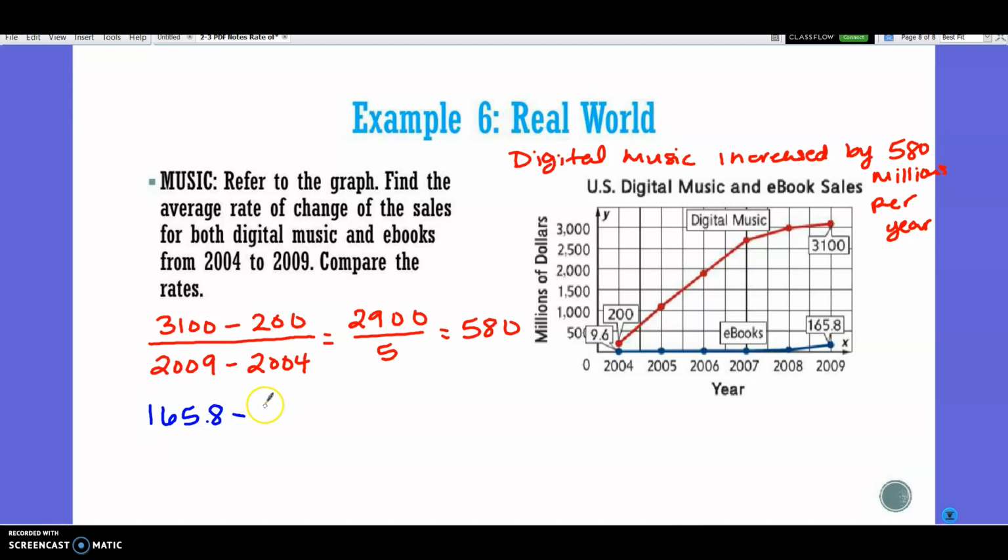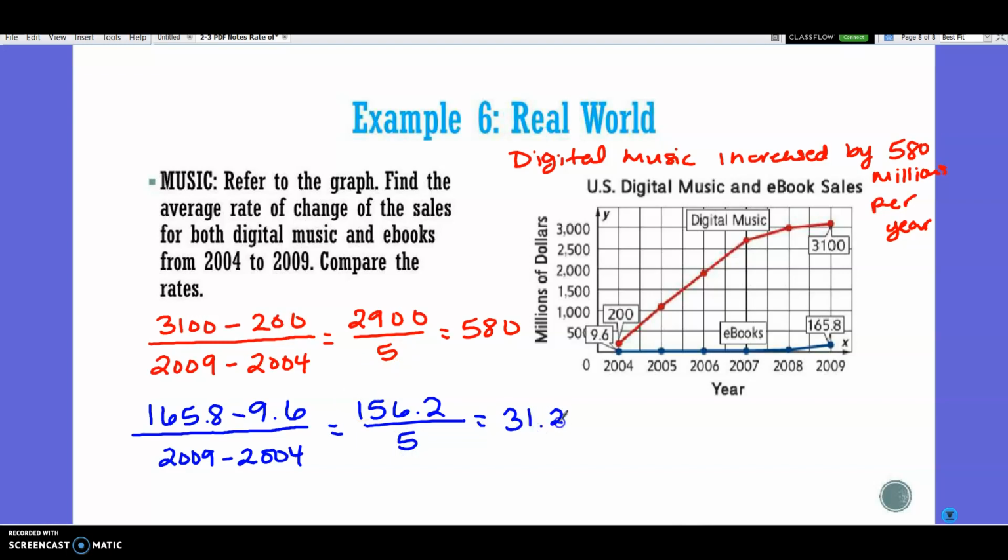For the ebooks, 165.8 minus 9.6 divided by 2009 minus 2004. So we have 165.8 minus 9.6, 156.2 divided by 5, and that's going to be 31.24. So there is a 31.24 million increase per year.